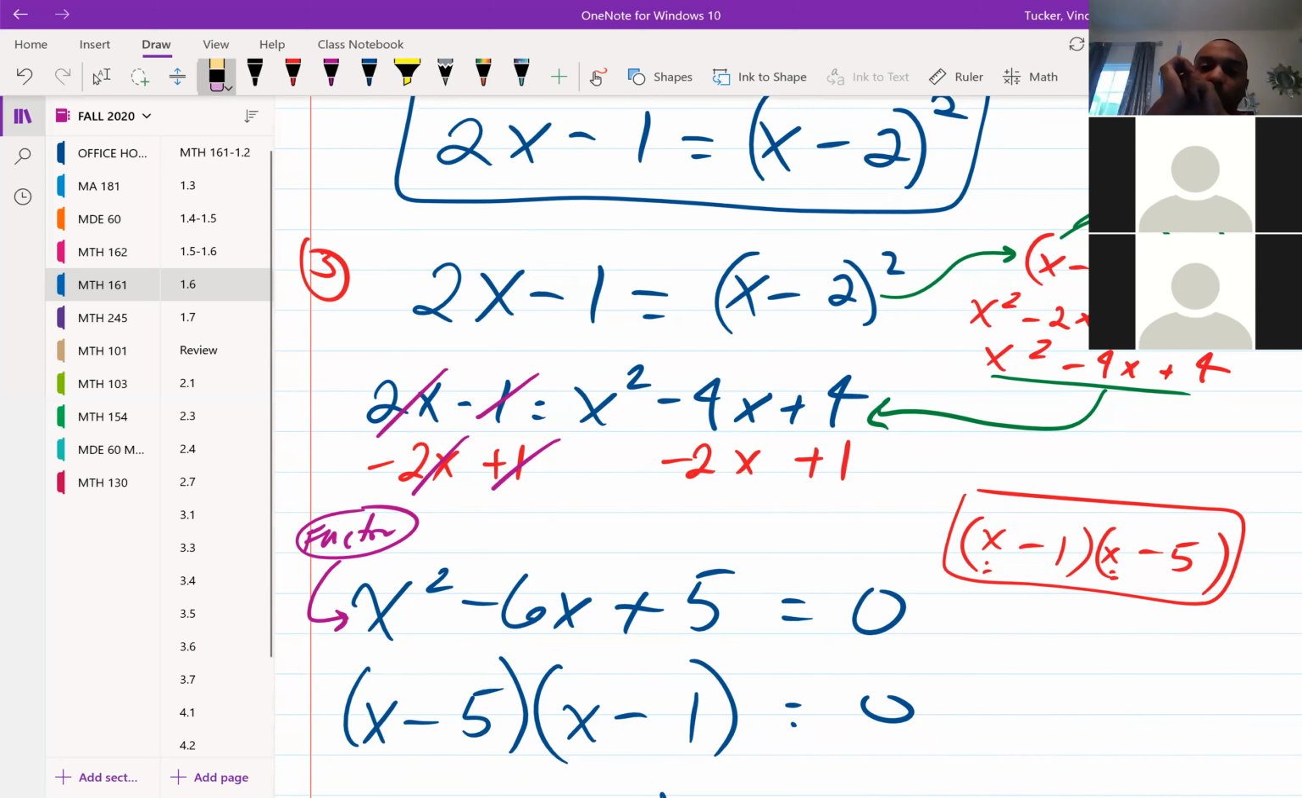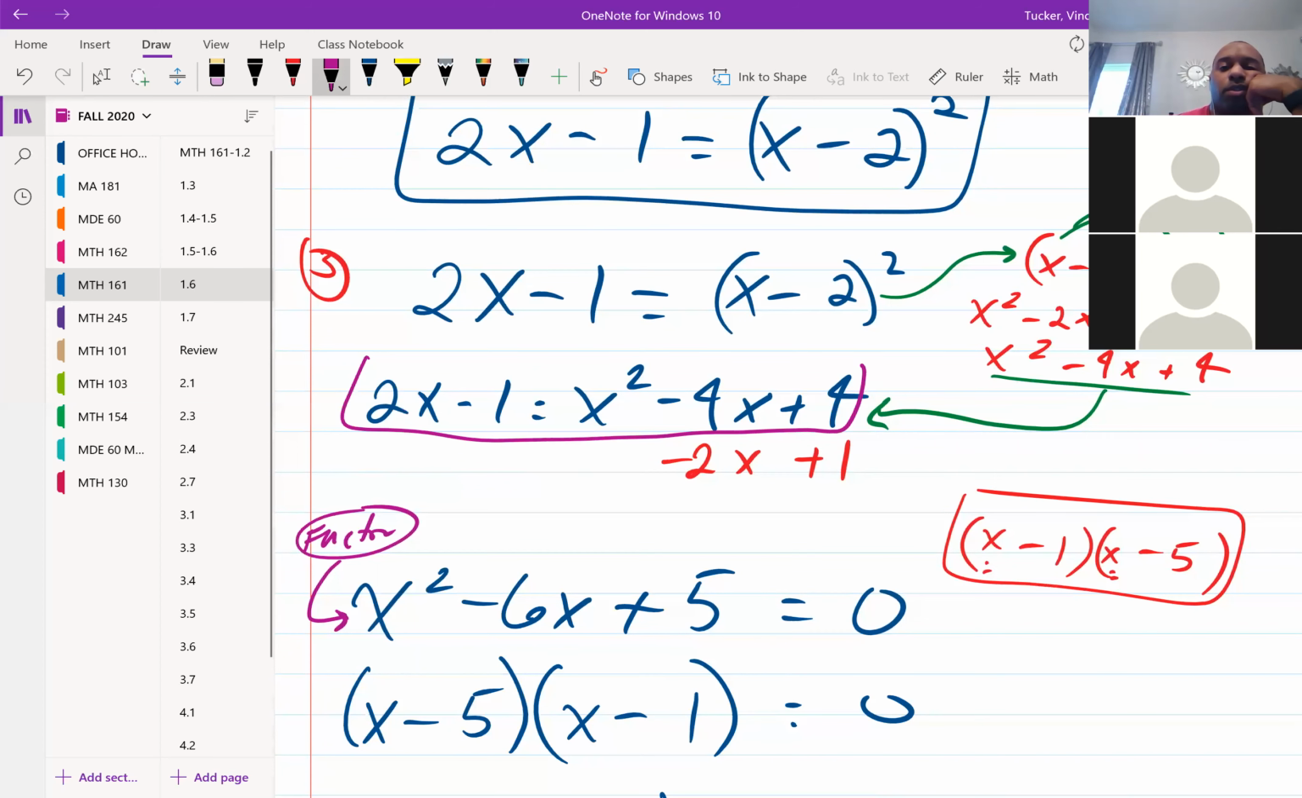Could you explain step number 3 again? There's a lot going on right there. Well, we FOIL this out, and that's what this was: x minus 2 times x minus 2. And when you FOIL that out, that'll give you x squared minus 4x plus 4. And so this is what you have as a result.